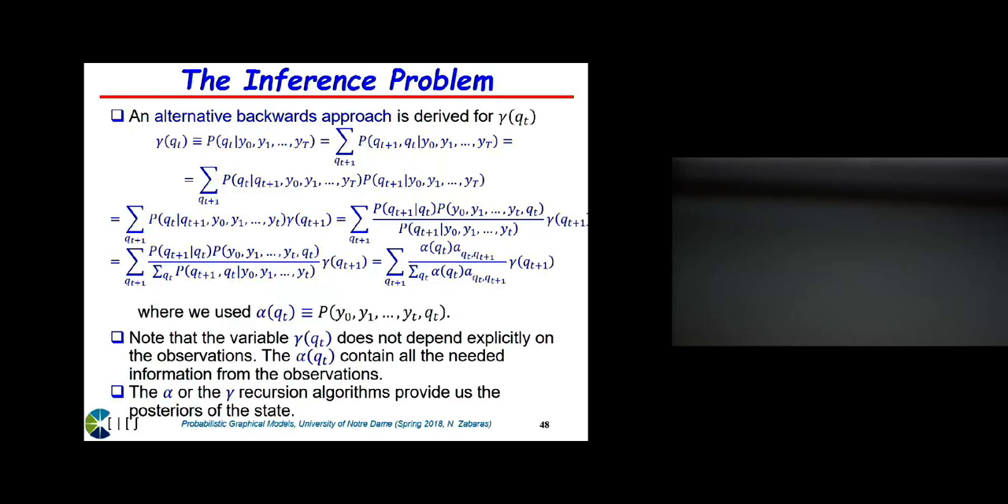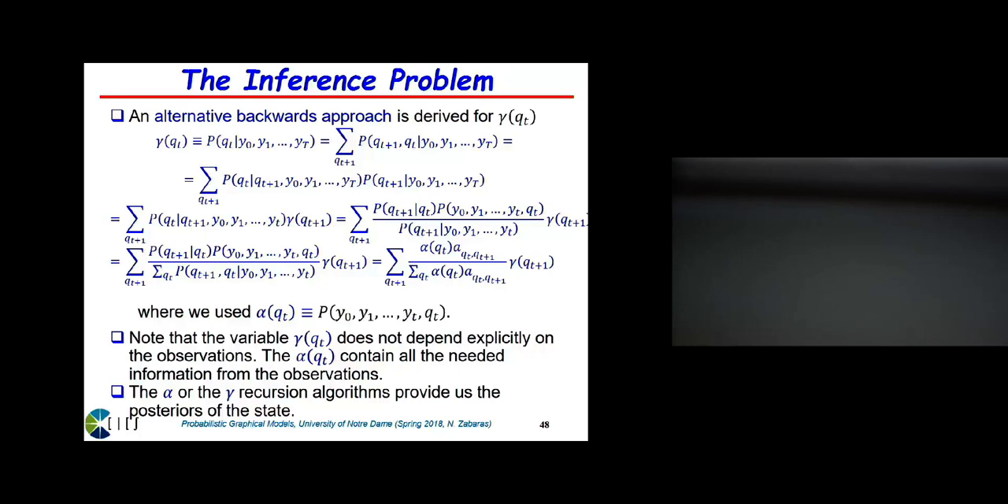Now, there is another backward message that you can send, and you will not see this in many books, but you will see that the algorithm that we get with the junction tree implies a backward propagation related not to the message beta, but to this message gamma. And this message gamma, you know what it is? It is the posterior of QT, given all the observations from Y0 to Y capital T. So this backward message, again, is the posterior of QT given all the observations up to capital T. And you may say, why is it a backward message?